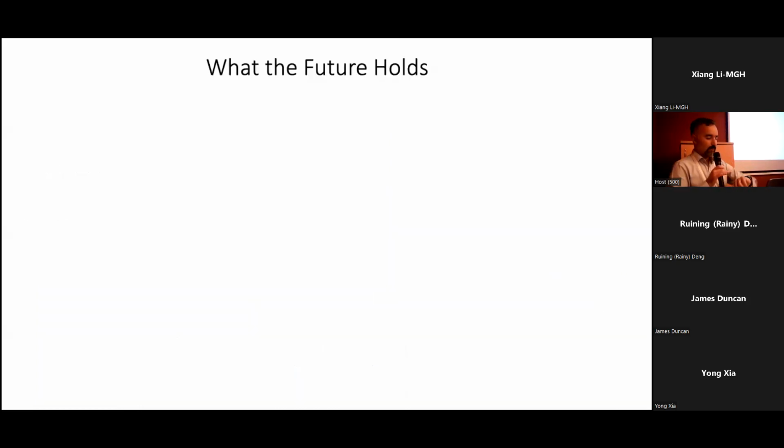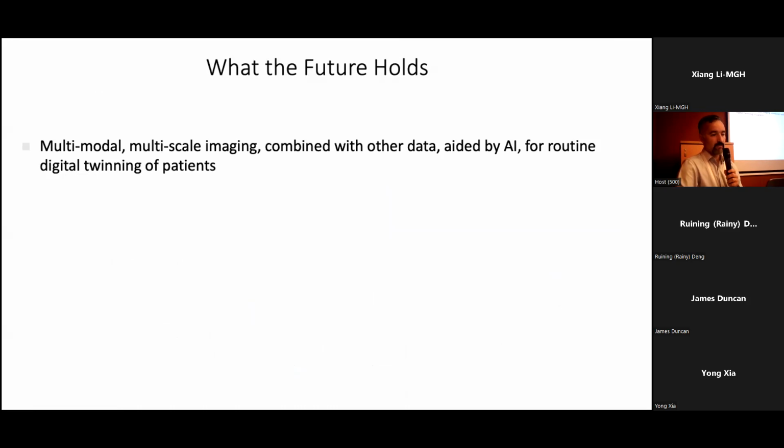So I'm going to wrap up now. What the future holds, I think, is going to be multimodal, multi-scale imaging combined with other non-imaging data, aided perhaps by AI in terms of doing the inverse problems. And here's a verb we're using: to digital twin someone. So, digital twinning of patients.